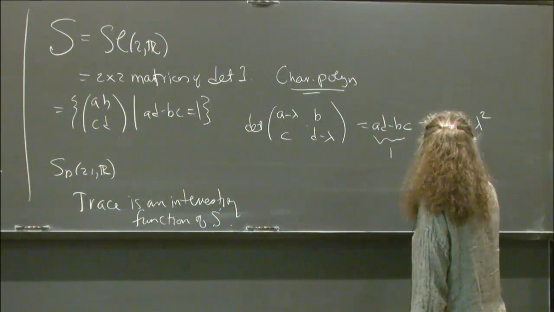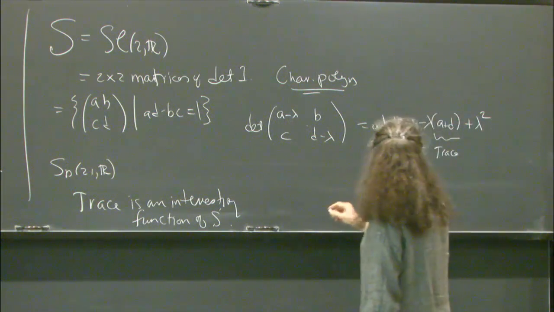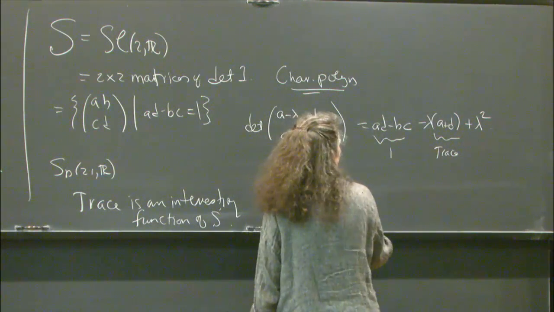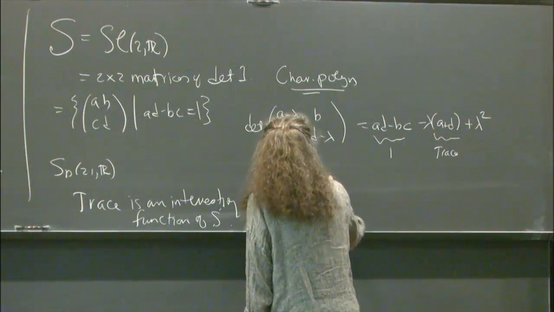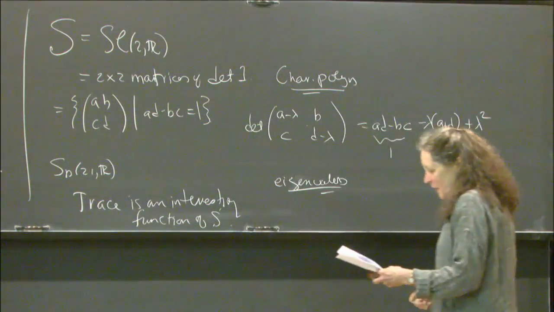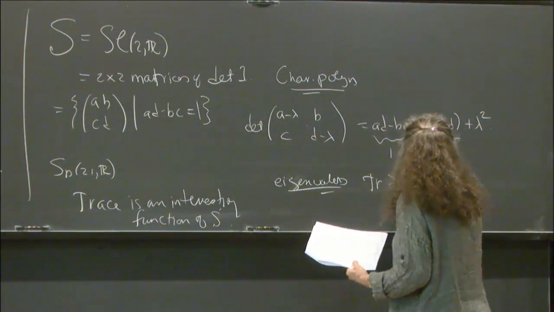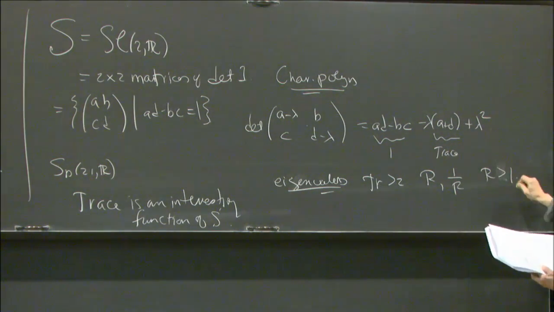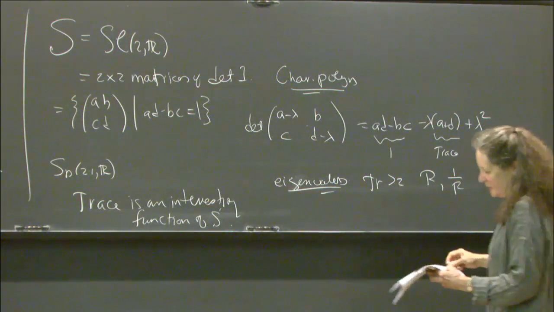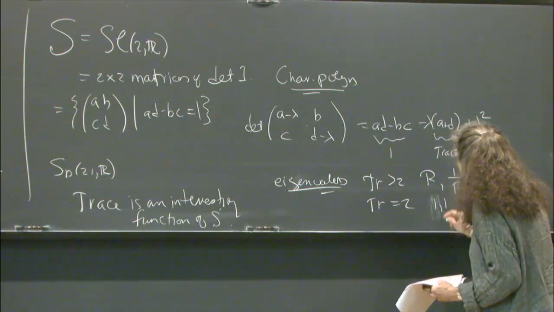Does everybody know what the trace of a matrix is? It's the sum of the diagonal elements. Okay, so this is a quadratic equation, and if you solve it, you see that the eigenvalues depend upon the trace. If the trace is bigger than 2, then the eigenvalues are R and 1 over R for some positive number R, let's say R bigger than 1. And if the trace equals 2, the eigenvalues are both 1.